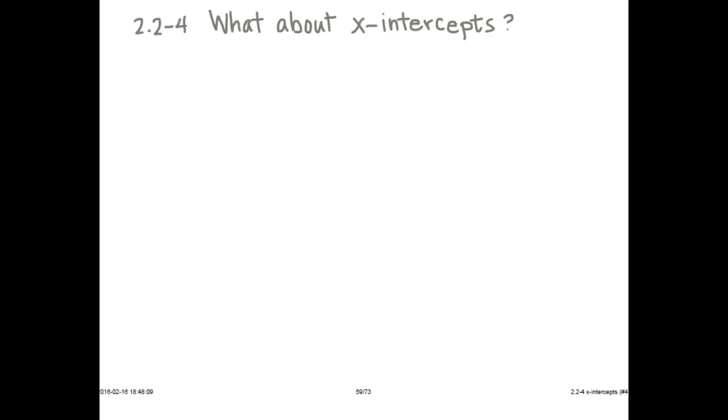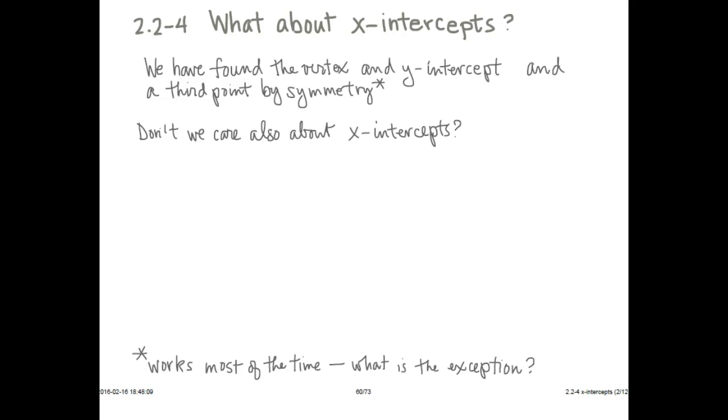Alrighty, we did not yet discuss how to find x-intercepts. So let's look at that for a bit. We know how to find the vertex with that negative b over 2a. We know how to find the y-intercept with f of 0. We can find a third point using the symmetry with the y-intercept in most cases. But we haven't said anything yet about x-intercepts and how to find those.